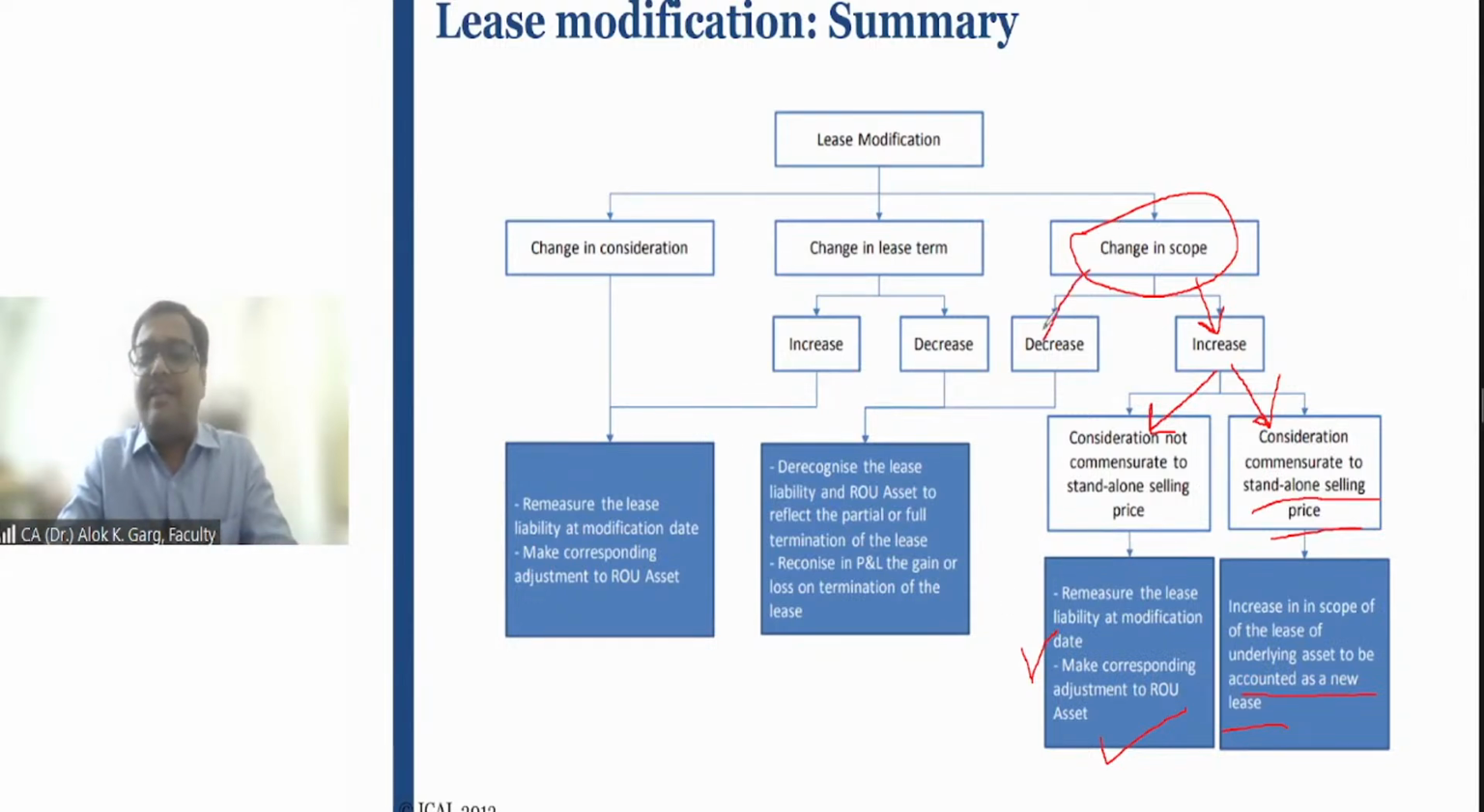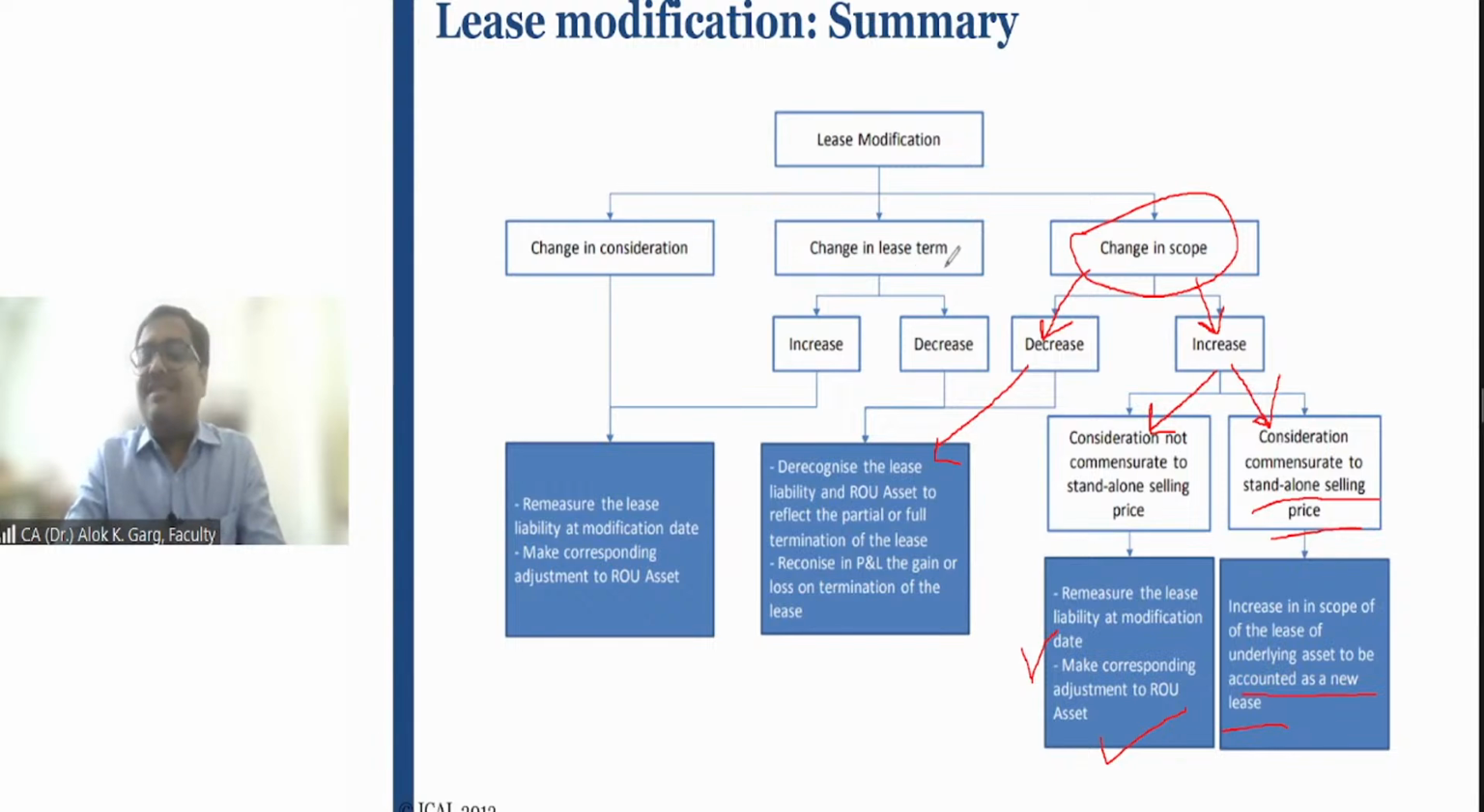Sir, if there is a decrease in the lease scope, if there is a decrease from 10,000 square feet, we are taking 8,000 square feet. This is not an increase, this is a decrease. I am reducing my space. Then in that case, whenever you are reducing your space, you have to derecognize partial lease liability and partial right-of-use asset, right? And whatever impact is there, it has to be taken to the P&L.